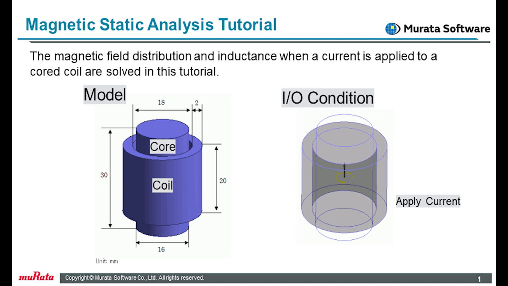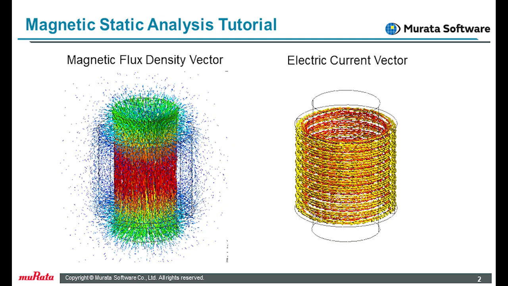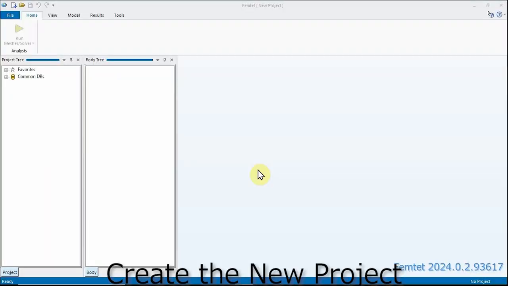In this tutorial, the distributed magnetic field and the inductance are solved when the current is applied to the coil with core. We can visually understand the direction and magnitude of the magnetic field vector, magnetic flux density vector, current density direction, and so on. A new project is created first.